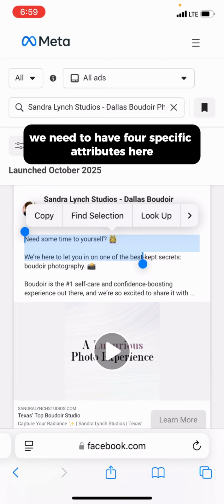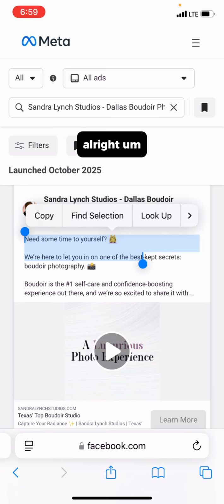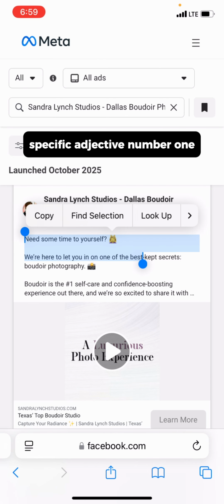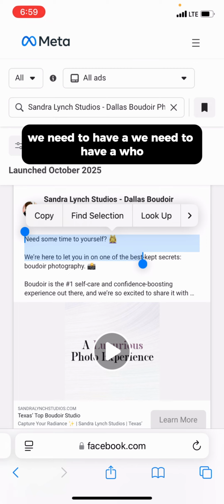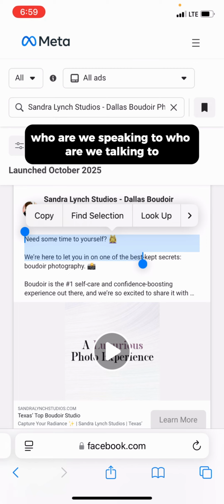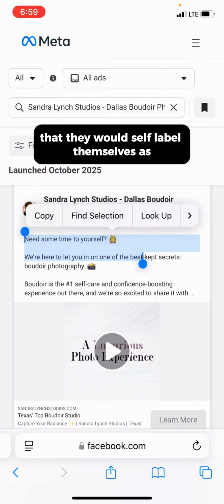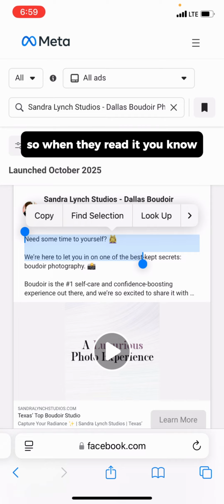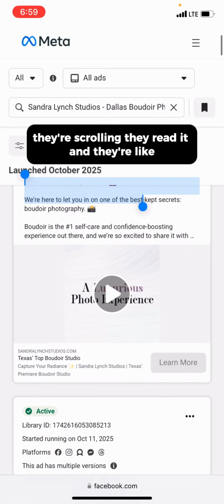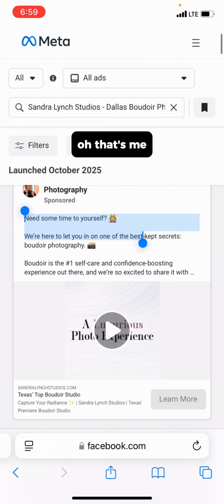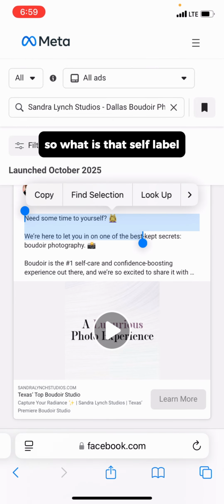We need to have 4 specific attributes here to be super specific with who we are talking to. Specific attribute number 1, we need to have a who. Who are we speaking to? Who are we talking to? What is a self-label that they would call themselves? So when they're scrolling and they read it, they're like, oh, that's me. So what is that self-label?